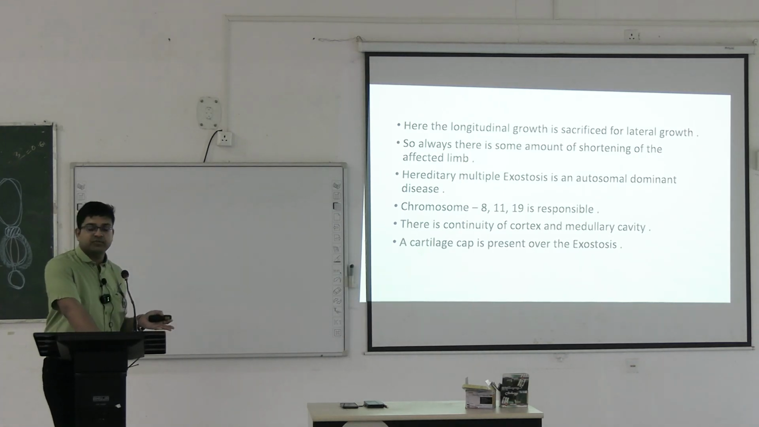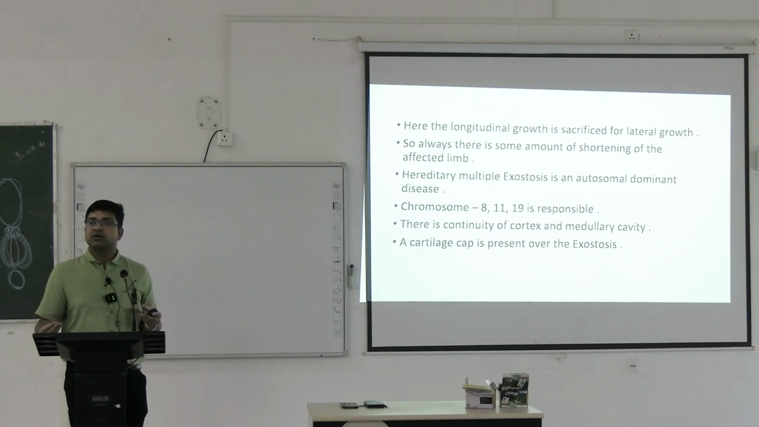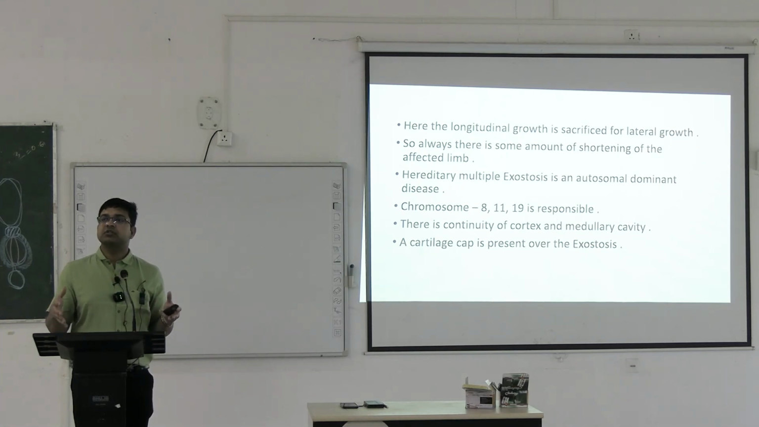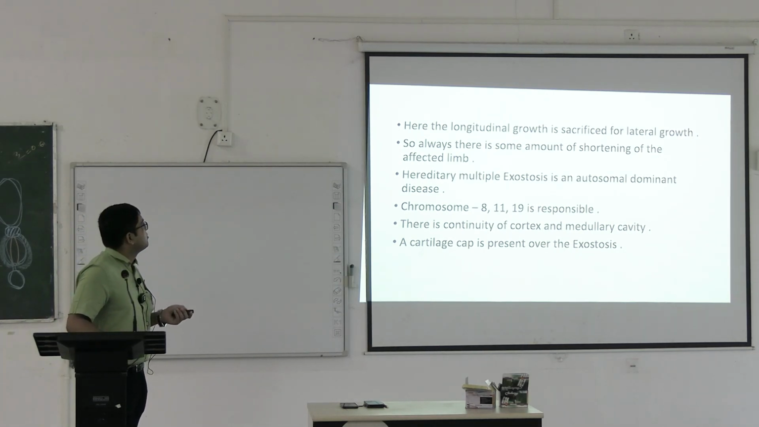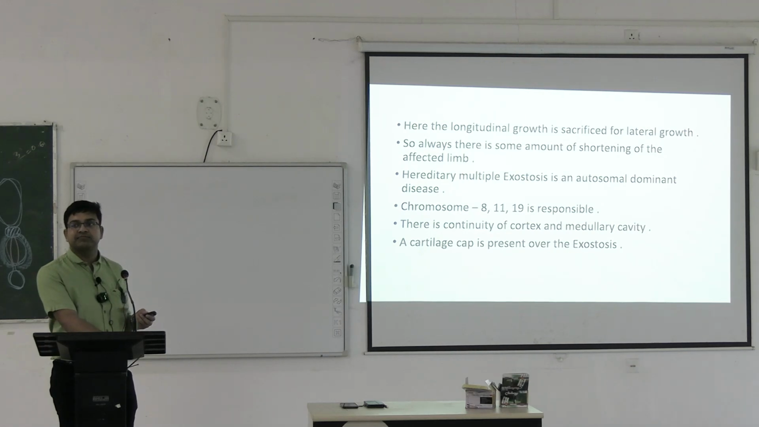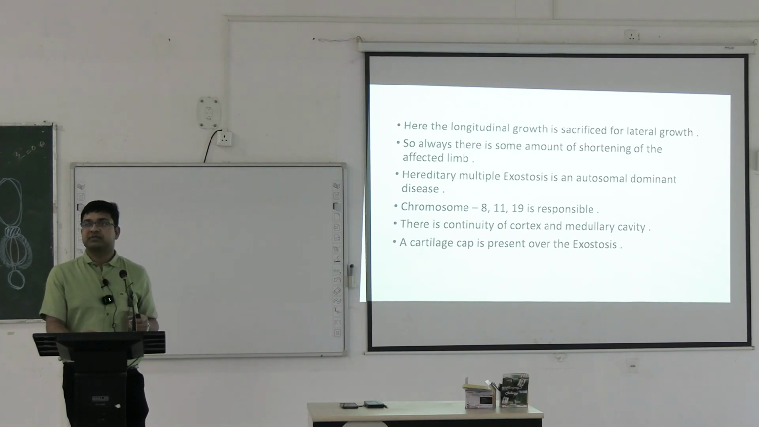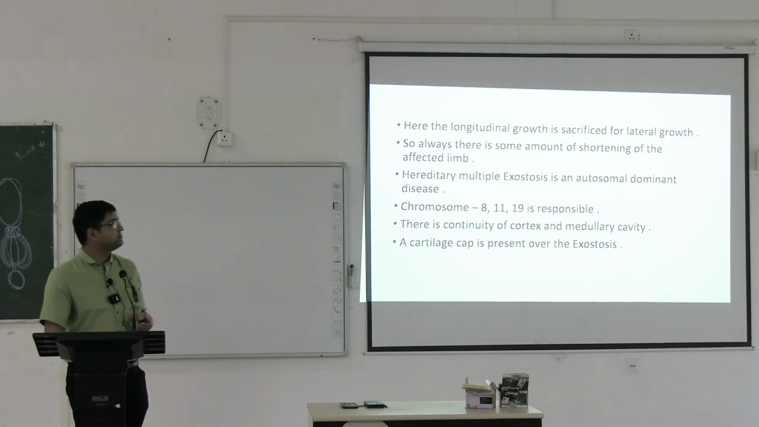So what happens in the formation of exostosis? The growth plate, which is responsible for the longitudinal growth of the bone, uses some amount of cells or energy for the centrifugal growth. So the longitudinal growth is hampered, some amount is jeopardized. Longitudinal growth is sacrificed. So there is always some amount of shortening of the effective limb. When a patient comes to you with an exostosis of distal femur or proximal tibia, you eventually find some amount of limb shortening, because here the longitudinal growth is sacrificed for the centrifugal growth.